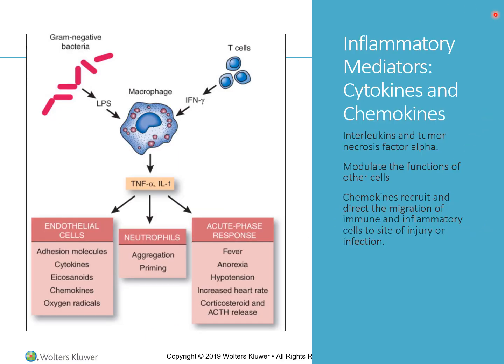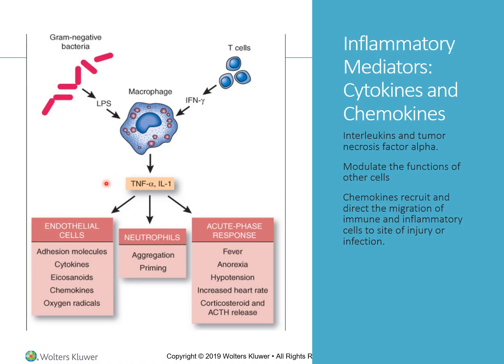Another inflammatory mediator that we'll talk about are our cytokines and chemokines. These are interleukins and tumor necrosis factor alpha. So this is how, right here in the middle of the picture, these are abbreviated: IL-1, those are interleukins, and TNF alpha, those are the tumor necrosis factor. There are a lot of different subtypes within these categories. But if we're talking about cytokines and chemokines, we're largely talking about interleukins and tumor necrosis factor. So these largely play a role in modulating the function of other cells.